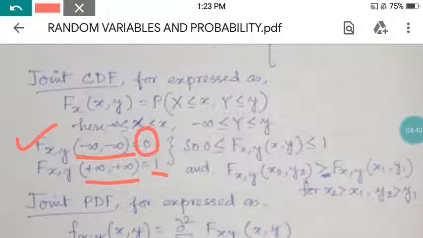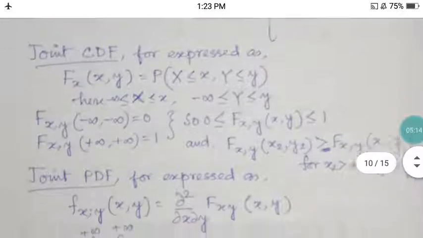So F of XY ranges between 0 and 1, and F of XY at (x2, y2) and at (x1, y1), if found greater, are continuously increasing in nature, so it is monotonically increasing. This is the form of the joint CDF. In the next part we come to the joint PDF.